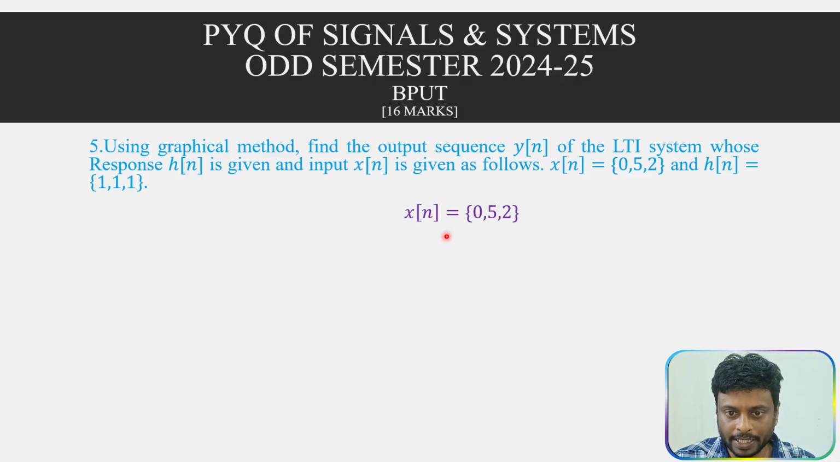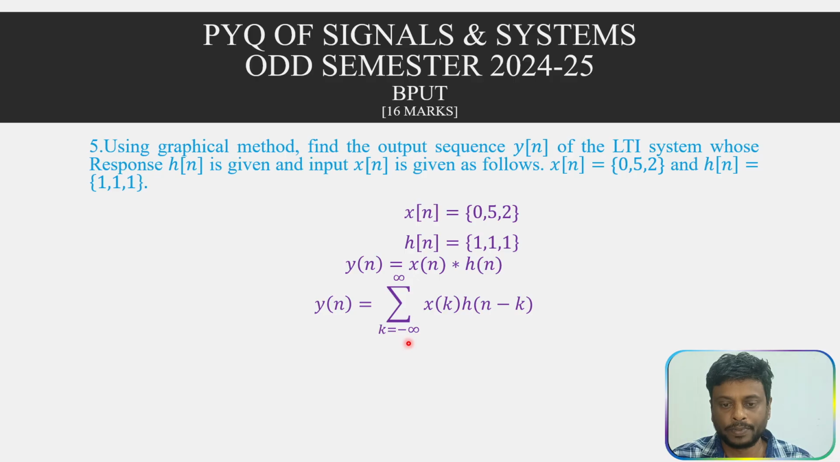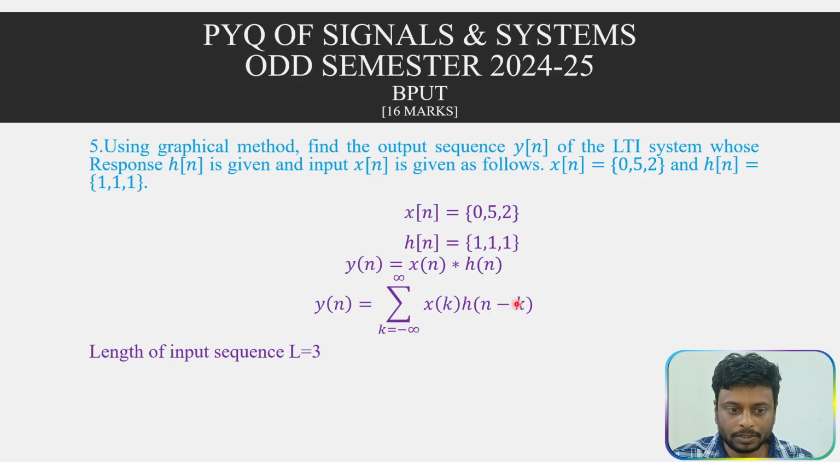So x of n, that is the input, is 0 5 2. Then h of n, the impulse response, is 1 1 1. Okay. So now this is the convolution formula for the output. So y of n is equal to x of n convolved with h of n. So you need to find out the convolution of the two sequences, x of n and h of n. So y of n equal to the summation of k from minus infinity to plus infinity of x of k h of n minus k.